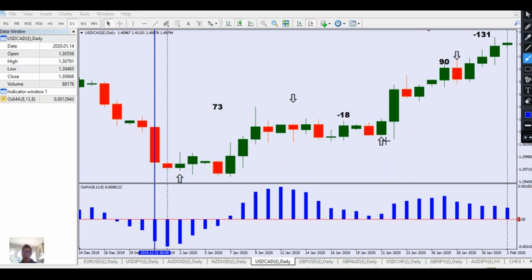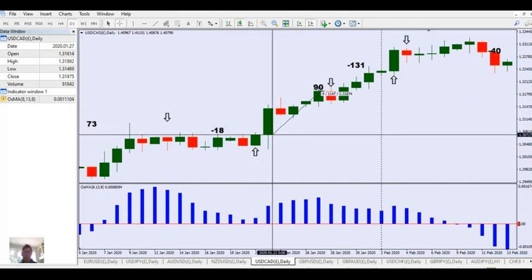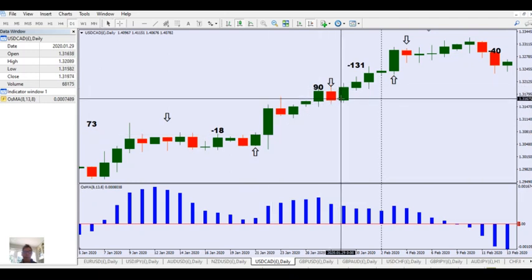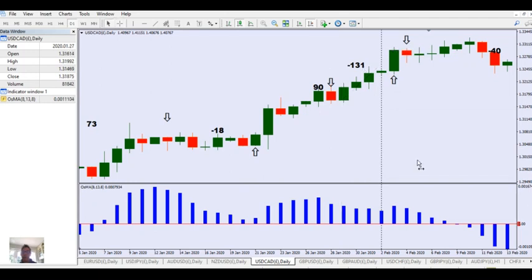For instance, I've just taken a measurement from when the OsMA turns up to here, the close of this. This is the down arrow, so it'll be here. I've got 90 points measured to there. And then, because that's a down arrow, and we're starting here, the market we should be going downwards, but the market takes us upwards till we get an up arrow, which is here. I've recorded it as minus 131 there, and so on.